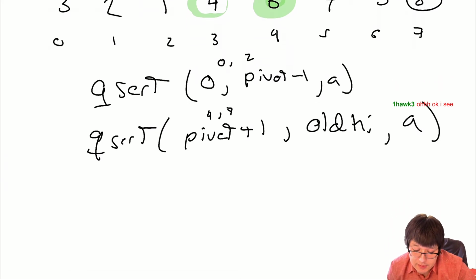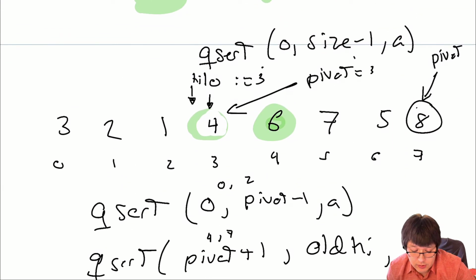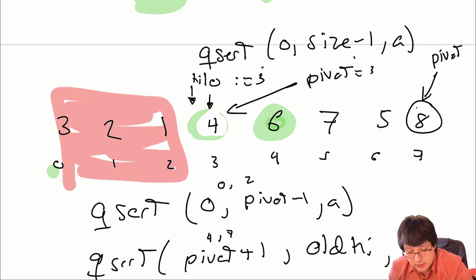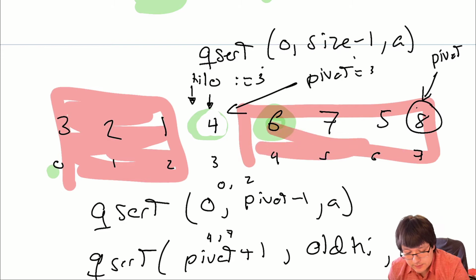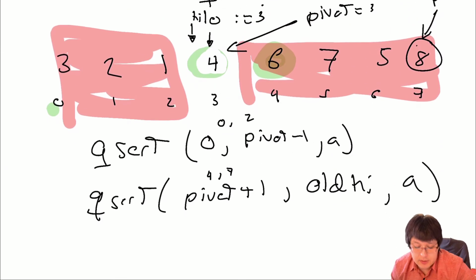So, anyways, we got 0, 2, and 4, 7. So 0, 2 is going to be this one. Let me highlight them, I suppose. That's 0, 2. That's one of the recursions that we're going to do, and then this is the other one. Okay.